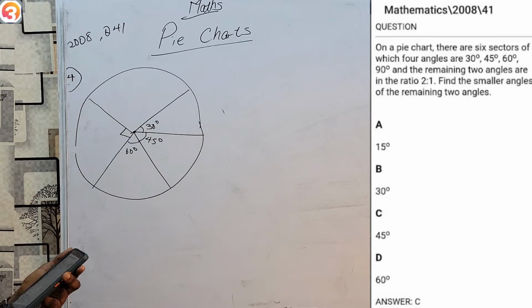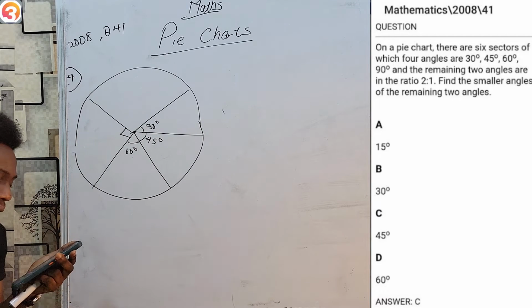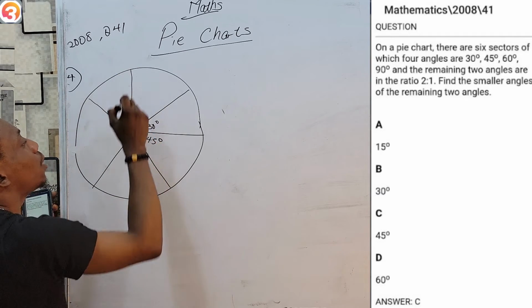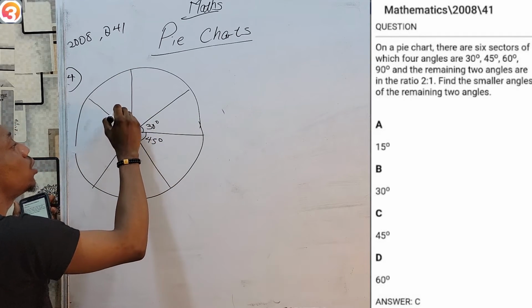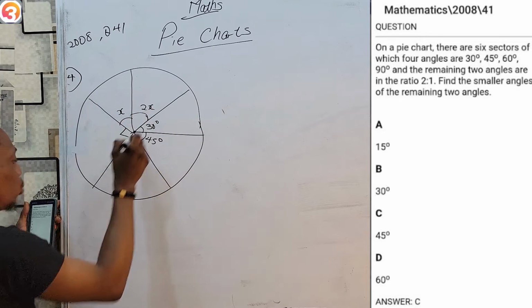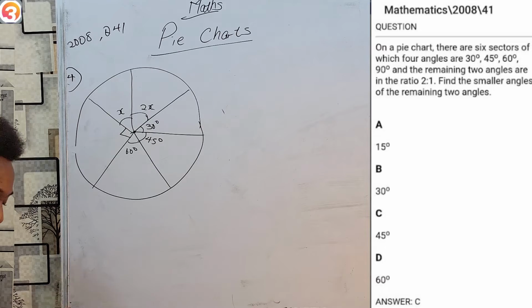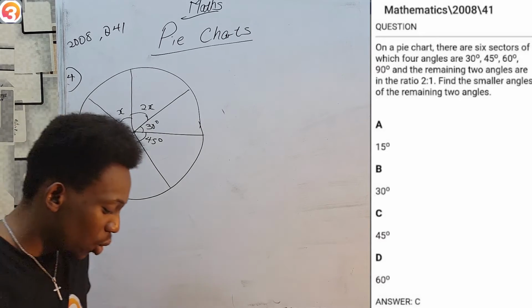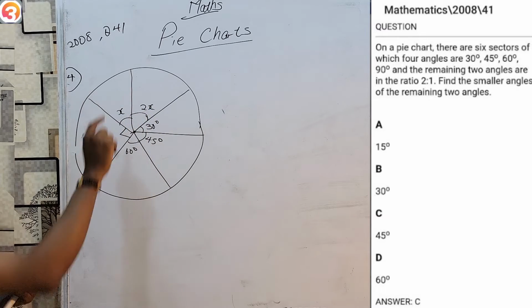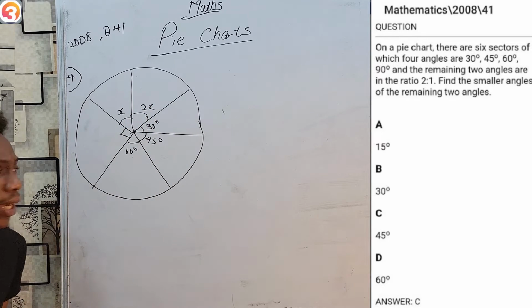And then there are 2 more, right? For these 2 more, the ratio 2:1 indicates simply that one is twice the value of the other. So if this is x, the other should be 2x. This asks us to find the smaller angle of these remaining 2 angles. I want to find the smaller one, which obviously must be x. How do I do this?